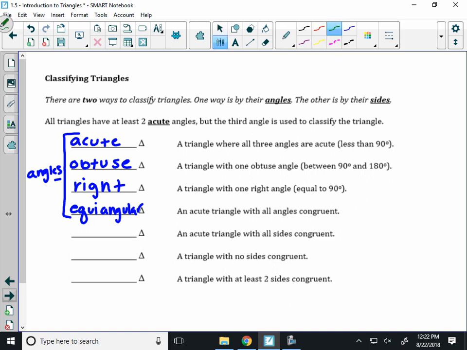So these next three are dealing with the sides. So Celeste, what do you call an acute triangle with all the sides that are congruent? Good, equilateral.